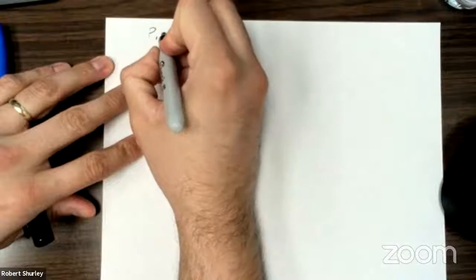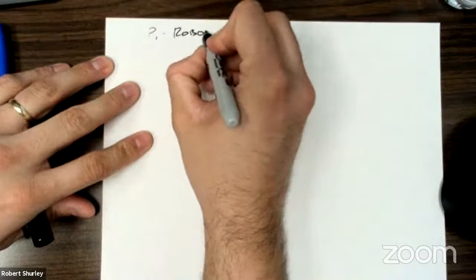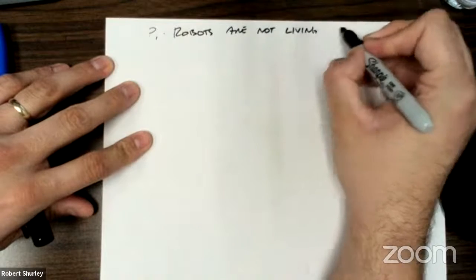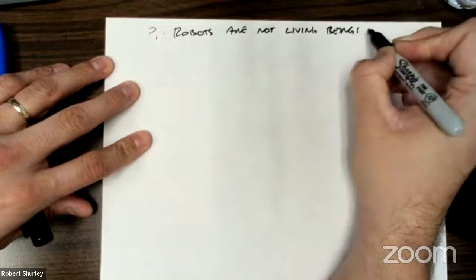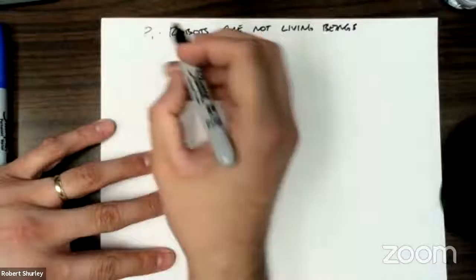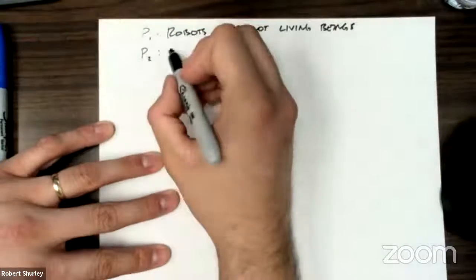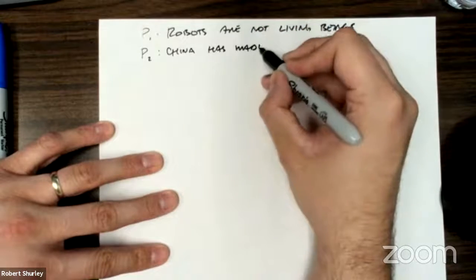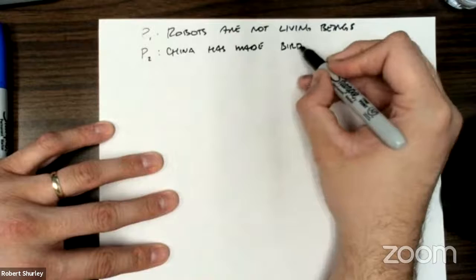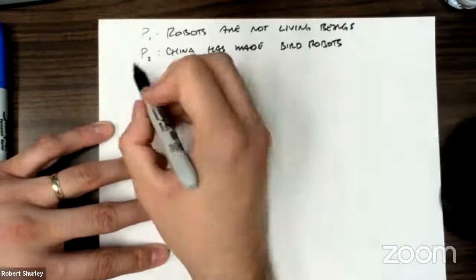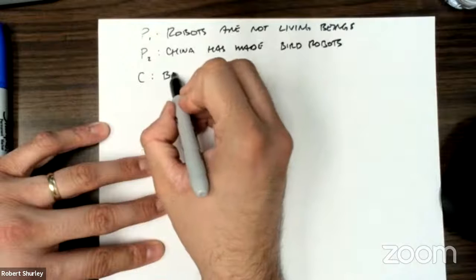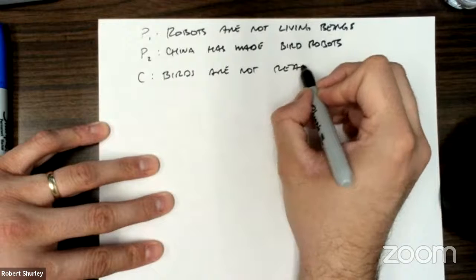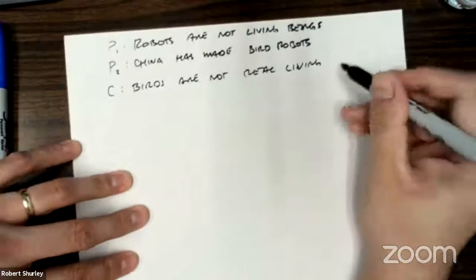Premise one: robots are not living beings. Okay, well, robots are not living beings. Premise two: China has made bird robots. Okay, conclusion: birds are not real living beings.